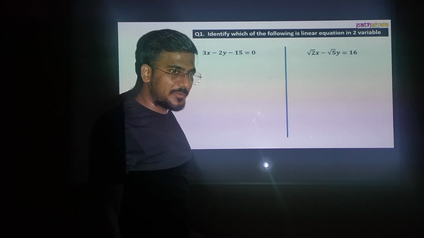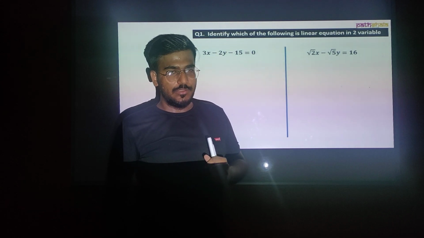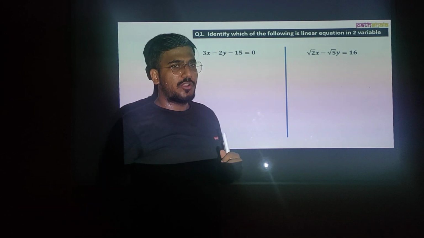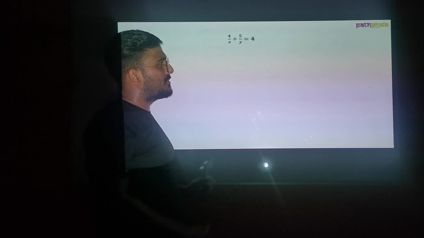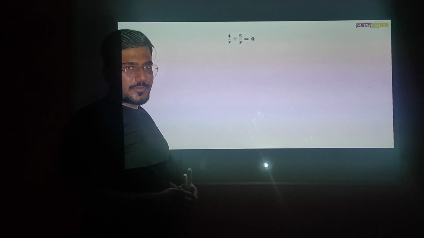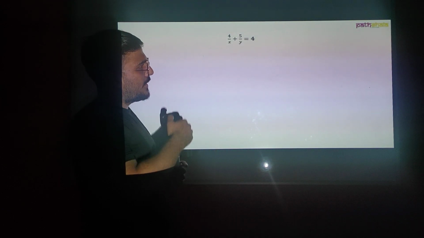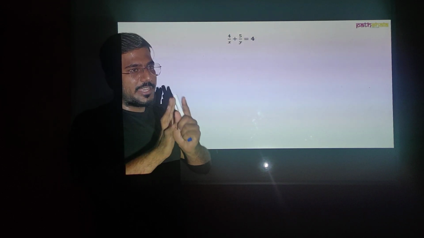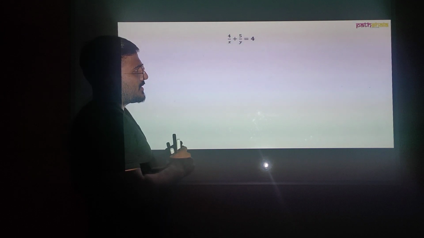Let's see a couple more sums based on the same concept, that is, whether it is a linear equation or not. The next sum, children, is something like this. The sum is 4 upon x plus 5 upon y is equal to 4. Now how do we check this? See, it is actually simple. How do we start?